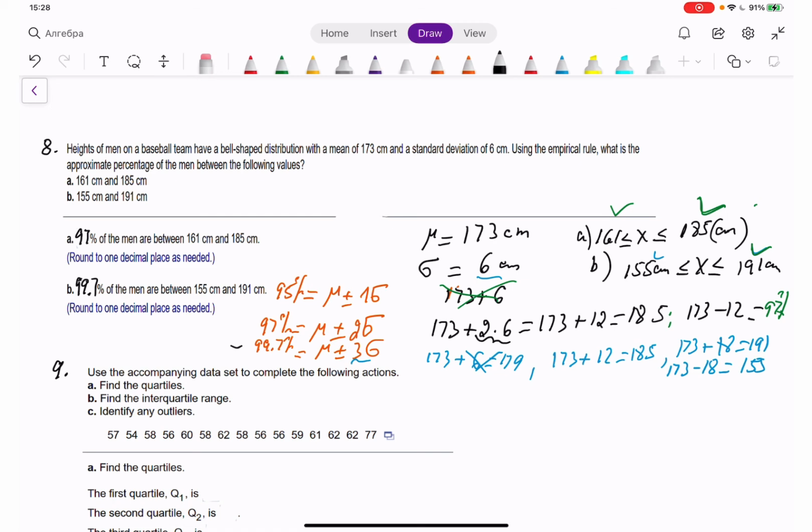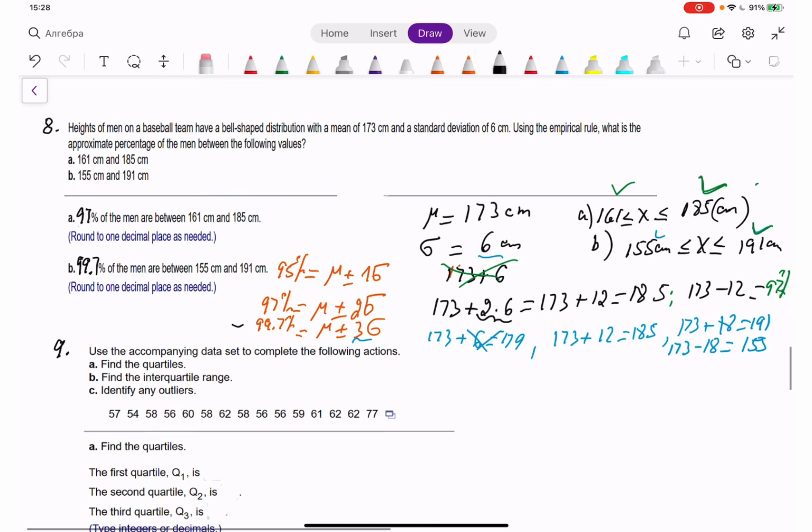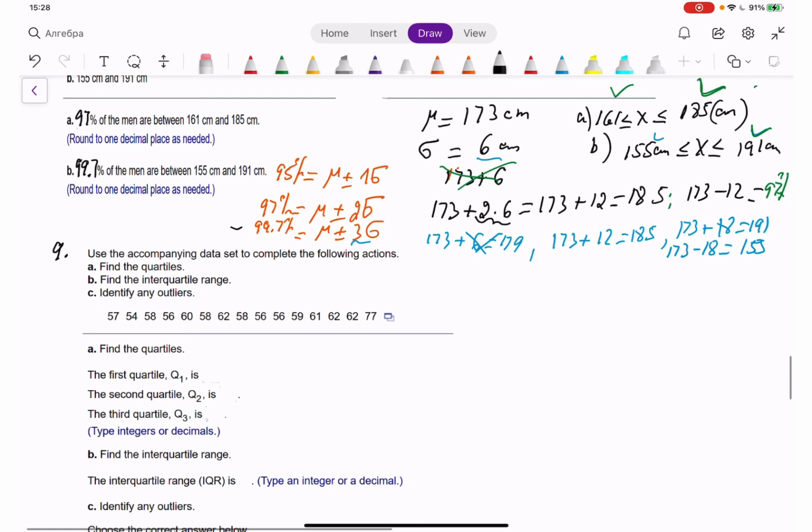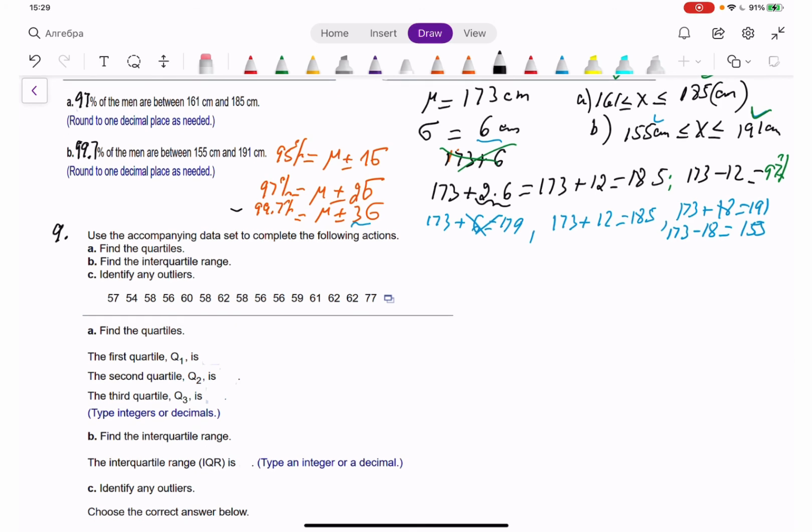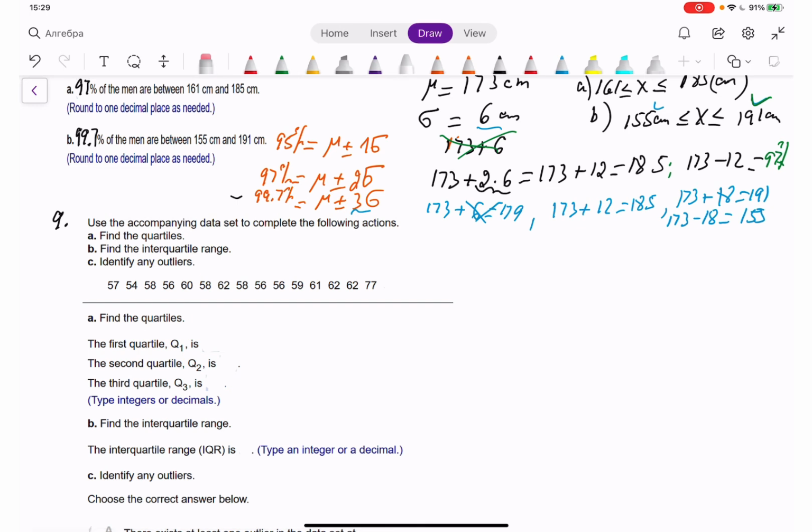Next, let's solve this one. Use the accompanying data set to complete the following: first quartile, interquartile, identify outliers. Before we work on this, we need to arrange the data in ascending order. Whoever knows Excel, it's easy to write down all these numbers and put them in ascending order. I'm going to do it right here.